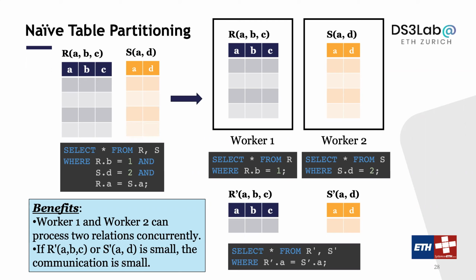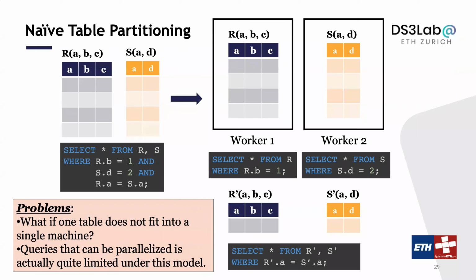So what's the limitation of this? The limitation is very easy to see, because if you put one relation per worker, I only have that many relations. What if I have 1,000 workers, but 10 relations? What can you do? And also, what if a table doesn't fit in a single machine, maybe R is way too large? I have a couple billion students, for example. So what can I do? Also, as we'll see, queries that can be parallelized or distributed in this way are actually pretty limited. It's not often the case that if you do this type of partitioning, you can get a speedup.